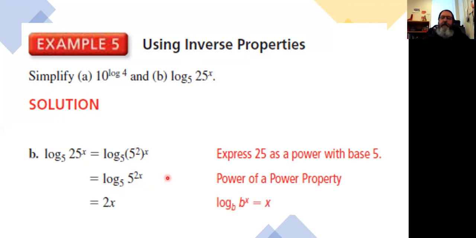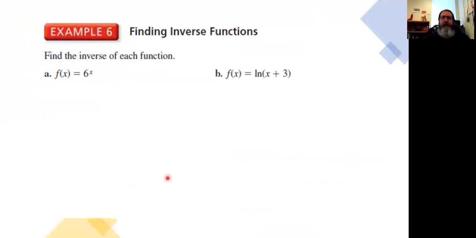2x. All right. So that's how we use those inverse properties to simplify an expression, get it down to something that now is 2x, which would be easy to work with in the context of a larger problem or a larger equation that we're working with. All right.